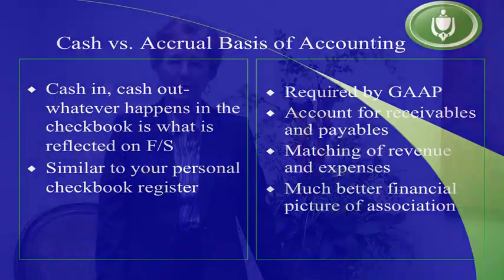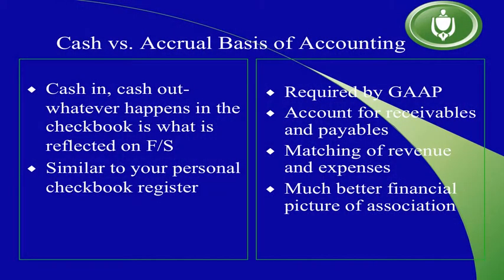Generally accepted accounting principles require that you use accrual basis of accounting, and that is what CMA provides you. It accounts for receivables and payables. It gives you a better matching of revenue and expenses, and it gives you a much better financial picture of the association. Homeowners associations also have some unique accounting methods that they must comply with.